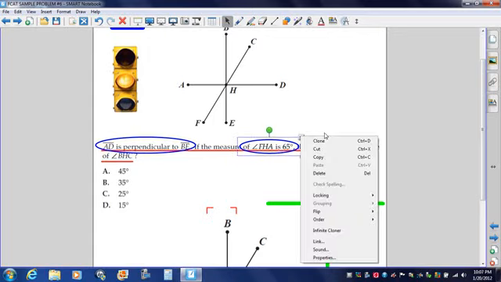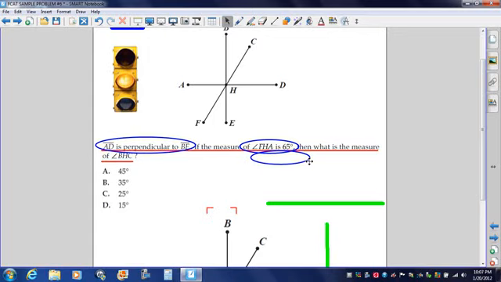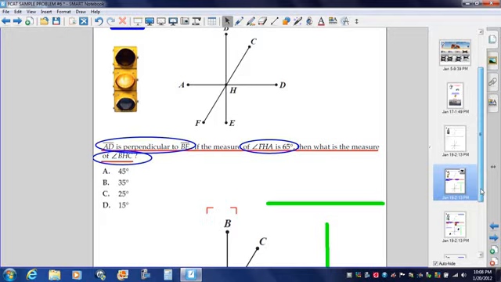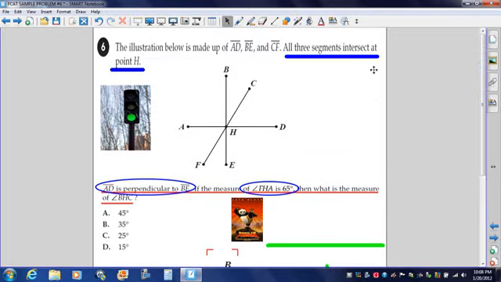And why don't we clone this? And they're asking us to find the angle BHC. Red light, read the problem. Yellow light, slow down. Underline, circle, important information. Green light, let's go and work the problem.